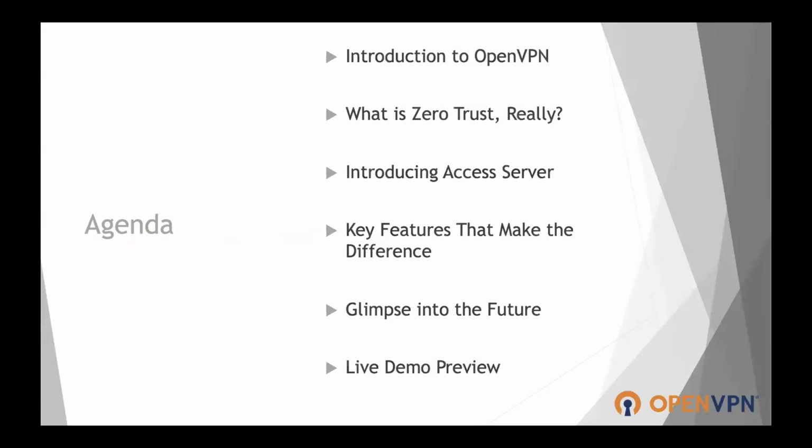I'm going to do a brief introduction of OpenVPN. Then we are going to, again, very briefly touch on what Zero Trust is and introduce Access Server, and talk about some of the Zero Trust features that Access Server has. I'm also going to share a few items that have been roadmapped that have to do with Zero Trust in the Access Server's roadmap. And then I'll hand it over to Sean for a demo of the Zero Trust features in action.